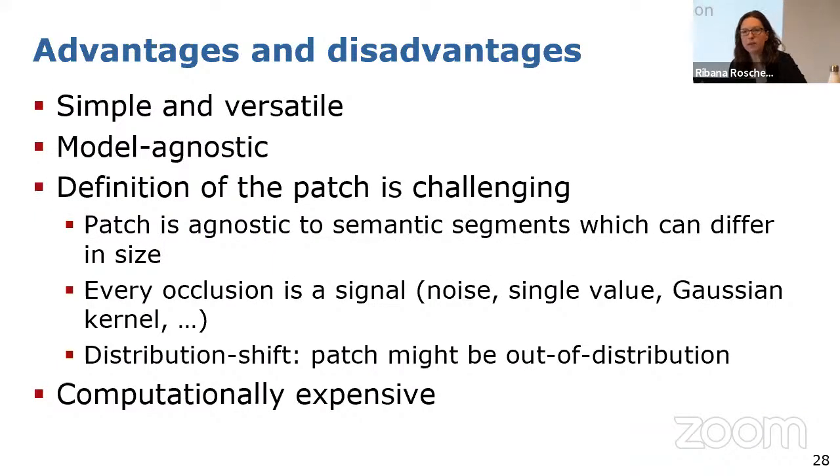And so what are the advantages and disadvantages? First of all, it's simple and versatile. Hopefully I could explain occlusion sensitivity maps to you in one slide. So it's a very simple approach, and it's versatile because it can be used on the input image, but it can also be used within the network. You can use it with features, with time steps, with everything else.